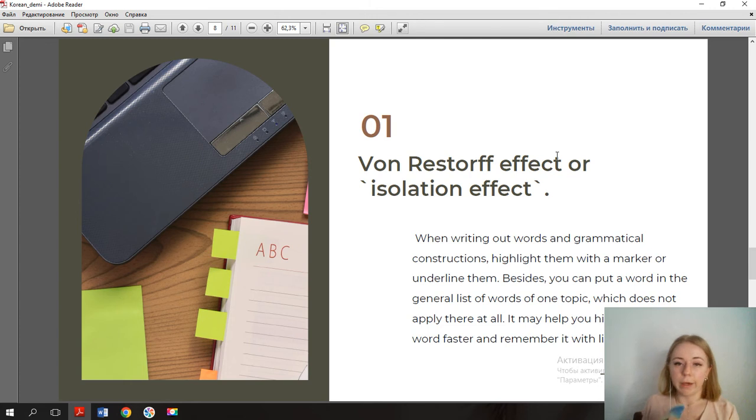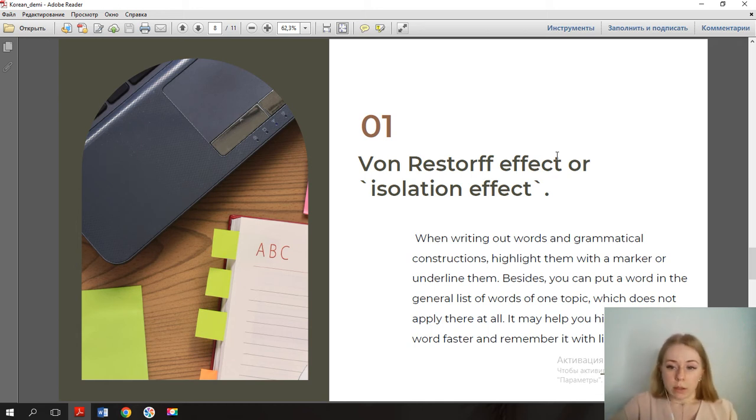For example, here you can see there are lots of grammatical forms, and they're underlined and highlighted, both of them. It helps me: when I look at this list of grammar, I can see that some are underlined, and I will focus on them.